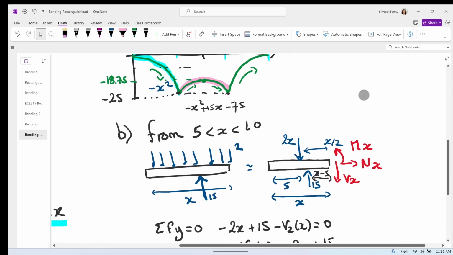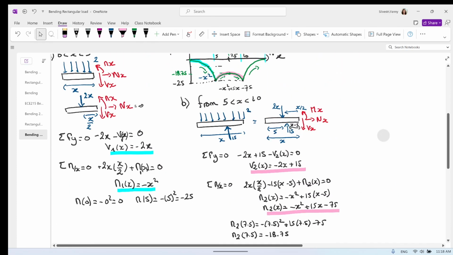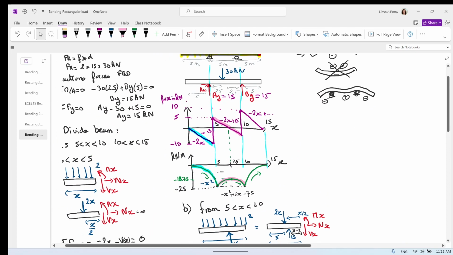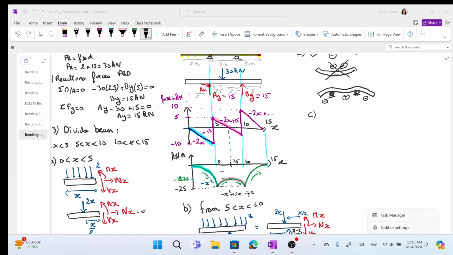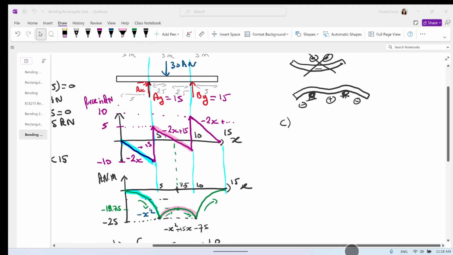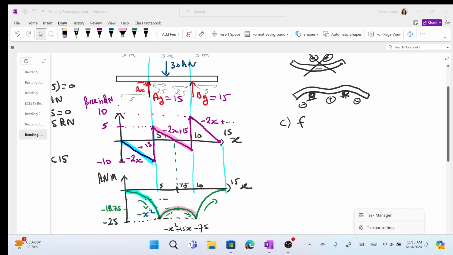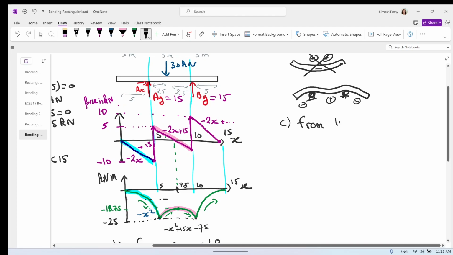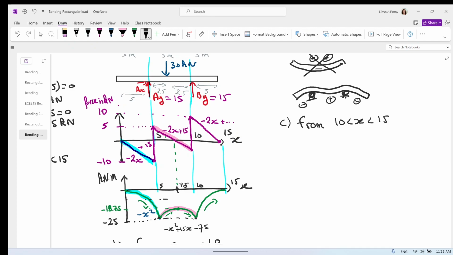And now we are missing one last equation. Let me see if I can get organized to the right. Step C, we can do from 10 to 15. So now we can do from 10 to 15. So we will find the function from 10 to 15.